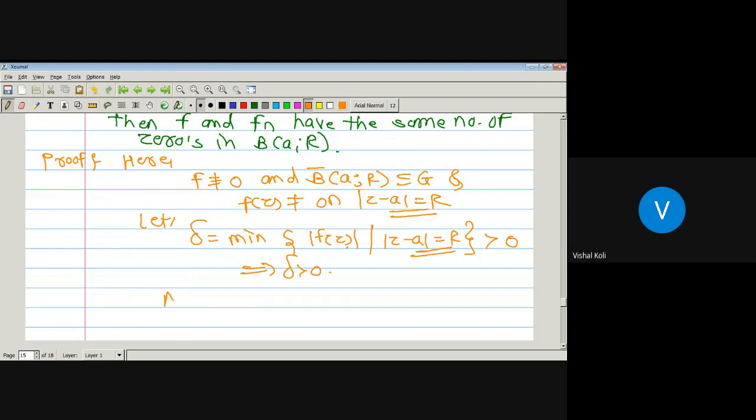As Fn converges to F uniformly, Fn converges to F uniformly.